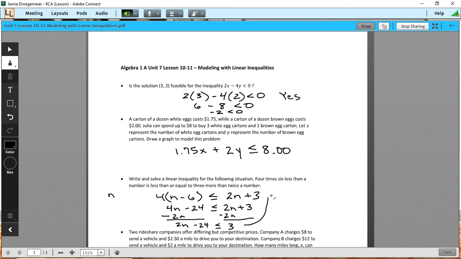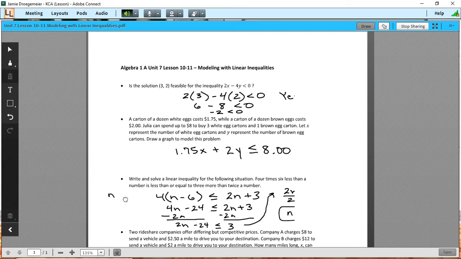Now I'm going to bring this up here to do my next step. I'm going to add 24 to each side, which leaves me with just 2n on the left side. And then adding 24 to 3, I get 27. And then my last step would be to divide each side by 2. And so I get that n is less than or equal to 27 halves. I could write that as 13 and a half or 13.5. So n has to be less than or equal to that value to make that inequality true.